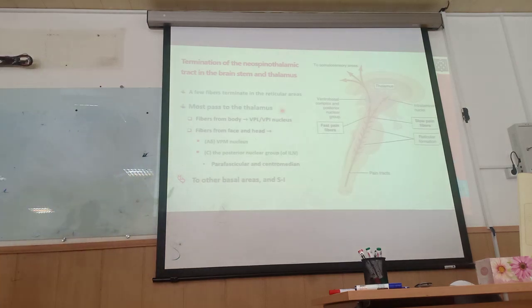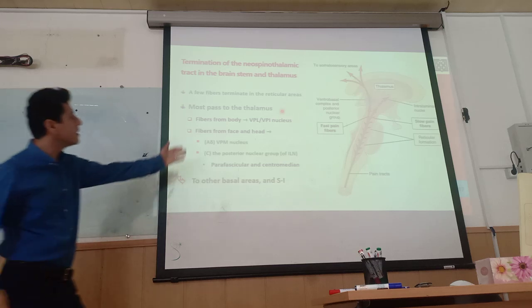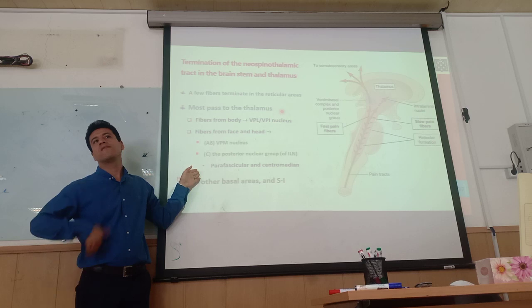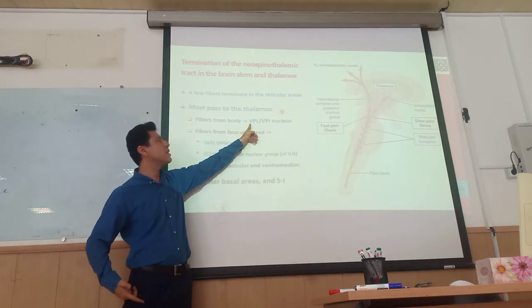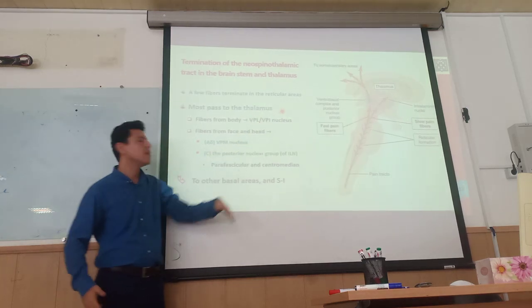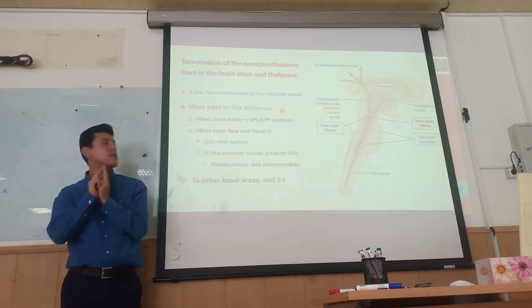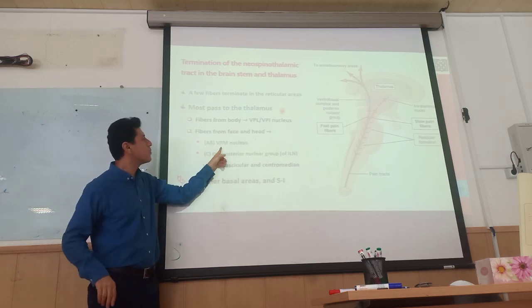So for new spinothalamic tract, the afferent is A delta. It releases glutamate, right? It ends in layer 1 of the dorsal horn. Sensory fibers cross to the opposite side. They go upward. Most of them go to thalamus. Which nuclei? Those that are coming from the body go to the ventral posterior lateral and inferior. Those from the face go to the ventral posterior medial.